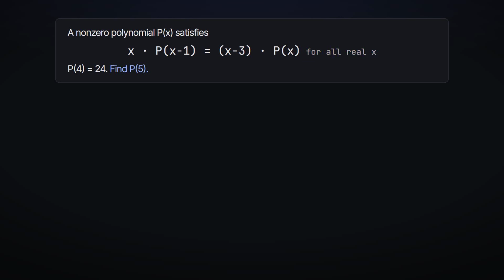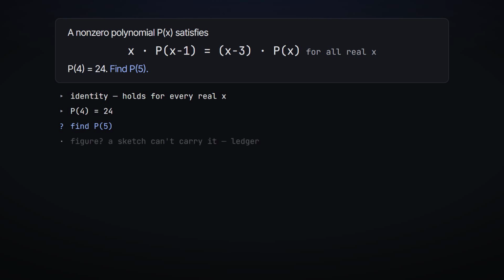What do we have? Given, an identity that holds everywhere, plus one concrete value. Wanted, the next value up. Should I draw a figure? The only picture here would be the graph of p, and p is exactly what I don't have. A sketch cannot carry this constraint. A ledger can. And since the identity holds at every x, I get to pick. Which x?